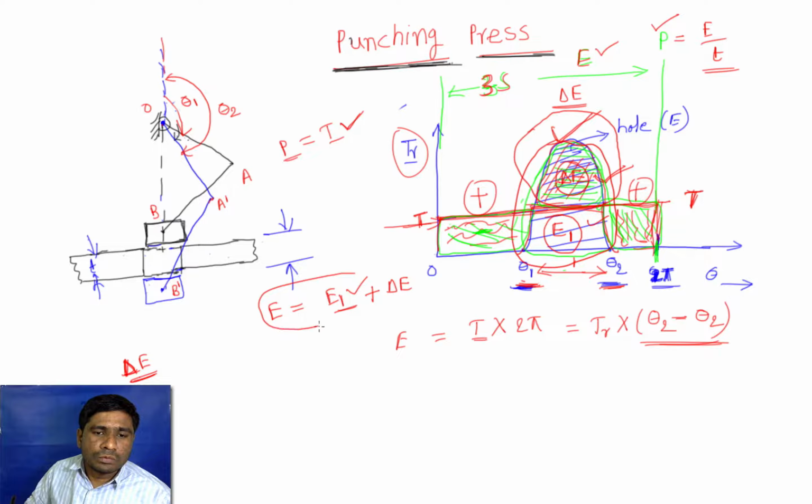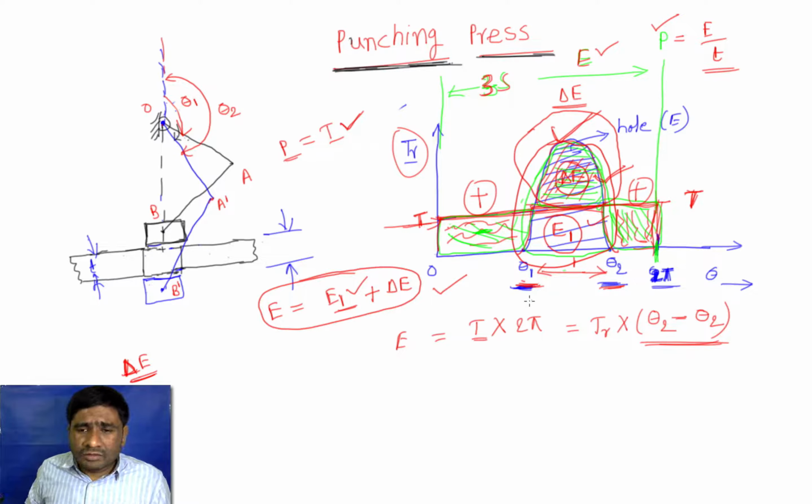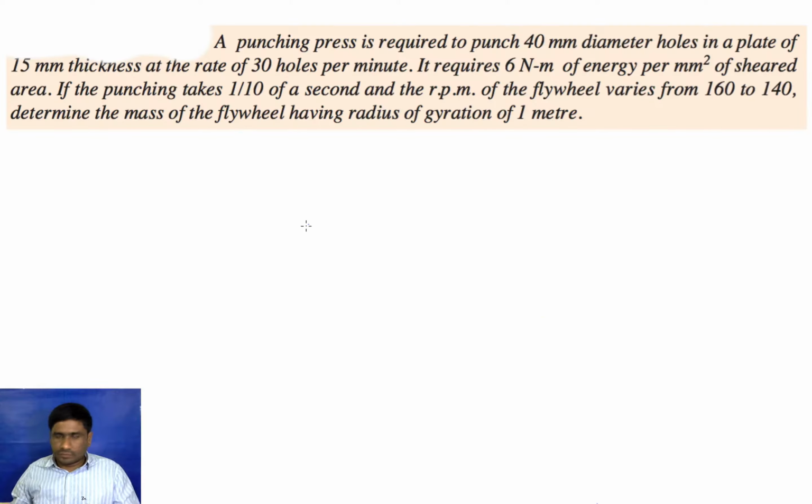So we need to remember this formula and this formulation, so that we can solve the problem. Here we can derive some equations in terms of theta 1 and theta 2 and energies, but that is not required. So we try to understand the same concept by solving some problems. So we try to understand the punching process and its concept from this example.